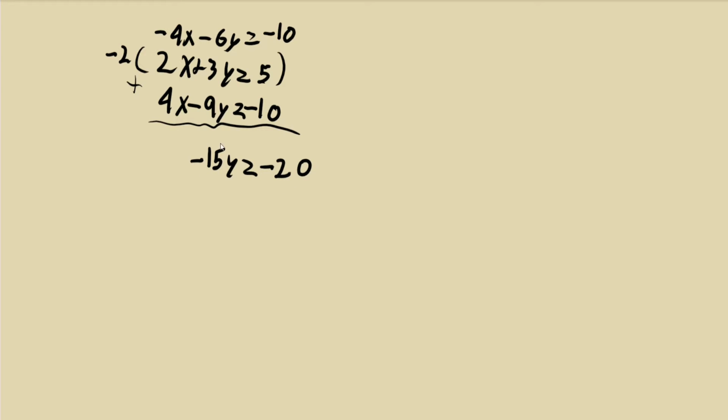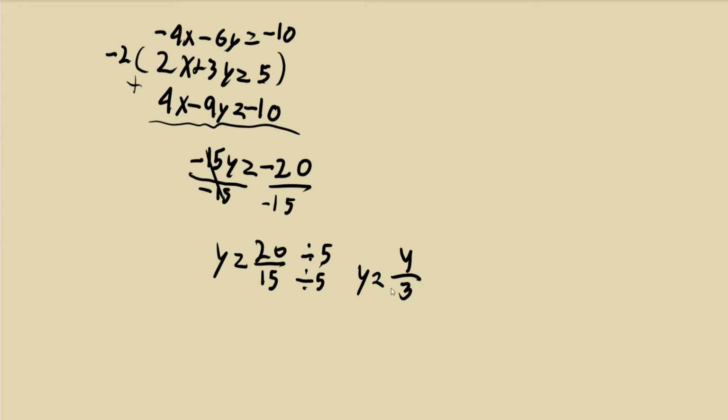And now we can just simply solve for y, because remember, we eliminated x, so now we only have y here. So we can just divide by negative 15 on both sides to cancel this. And then here we get our solution. Now we get y is equal to 20 over 15. And let's simplify this, so we can divide both of these by 5. And here we will get 4 over 3. So y is equal to 4 over 3.